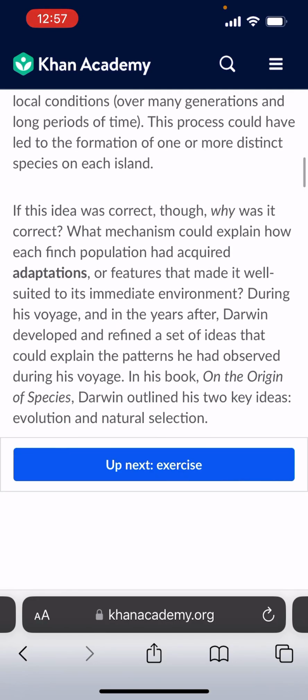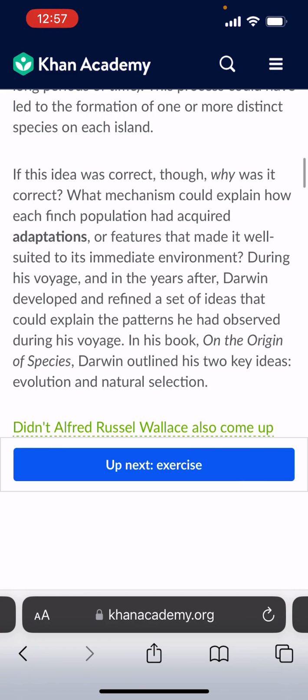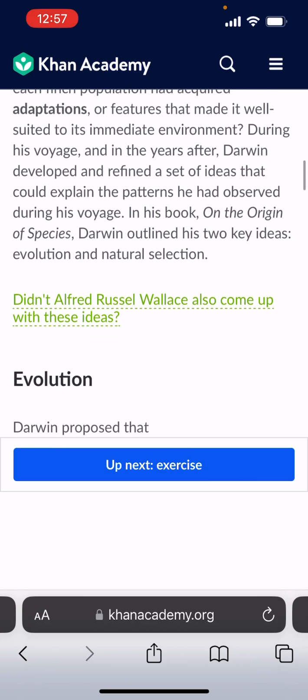If this idea was correct, though, why was it correct? What mechanism could explain how each finch population had acquired adaptations or features that made it well suited to its immediate environment? During his voyage and years later, Darwin developed and refined a set of ideas that could explain the patterns he had observed during his voyage. In his book, On the Origin of Species, Darwin outlined his two key ideas, evolution and natural selection.